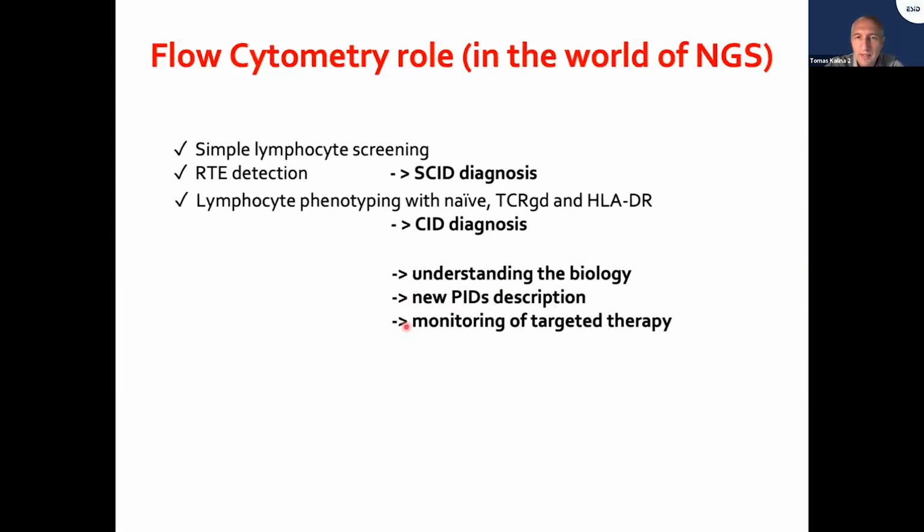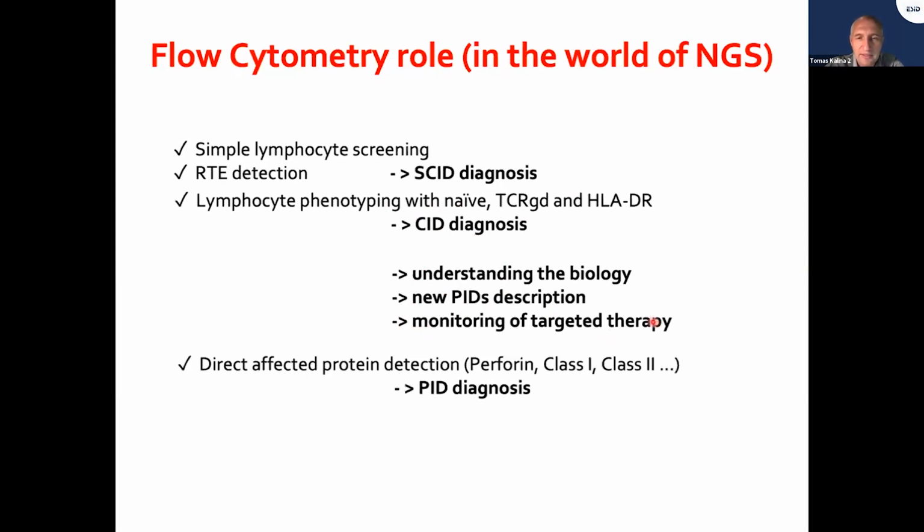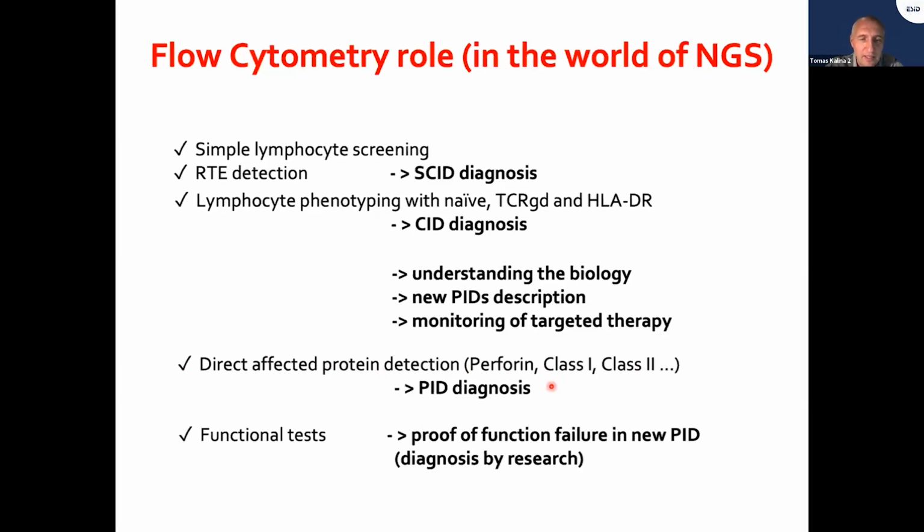We want to use it to monitor the targeted therapy effects. And in some cases, we want to directly detect missing protein. But this is challenging because you have to have the assay in stock, and it's very rare that you find a patient here. And then I did not talk about functional tests, but they will be mentioned later. And I think the first two steps should be easy to set up in any lab that should be ready to diagnose a patient with SCID.